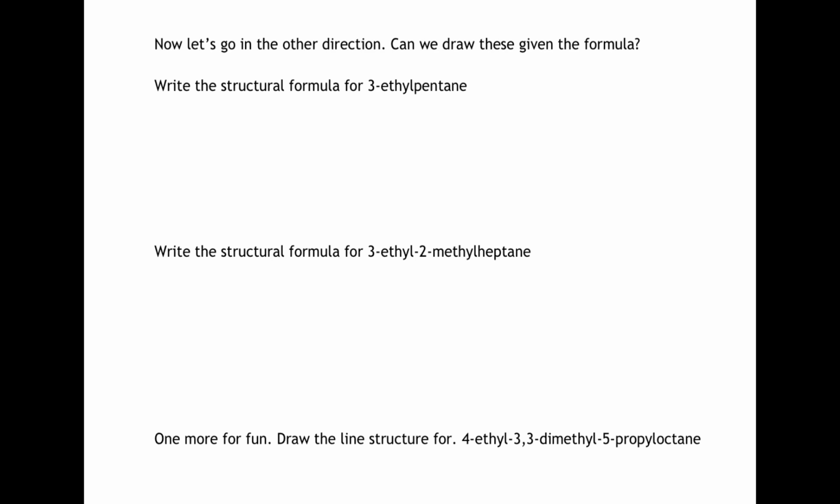So, same idea. We're going to list the things we need to include. So, the parent is how big? Pentane is how many carbons? It's 5 carbons. So there are 5 carbons in the main chain. And we have how many groups? Just one group, right? There's only one extra group. So we have one ethyl group.